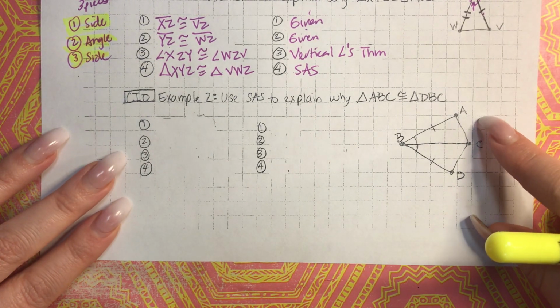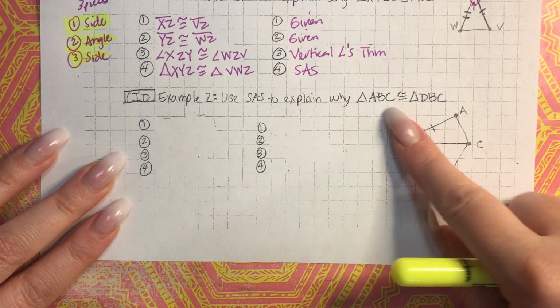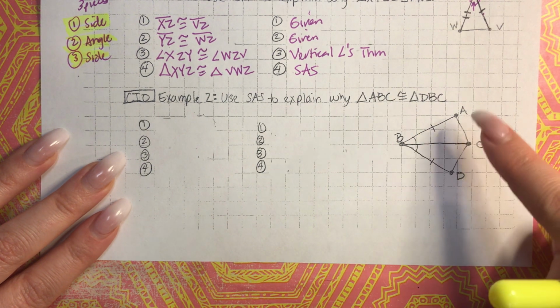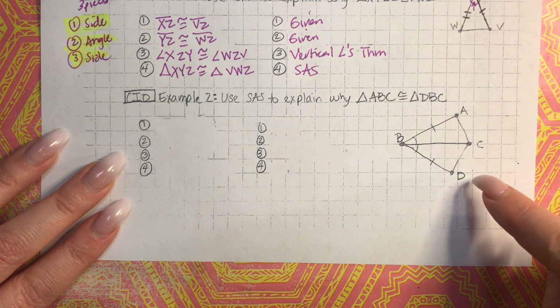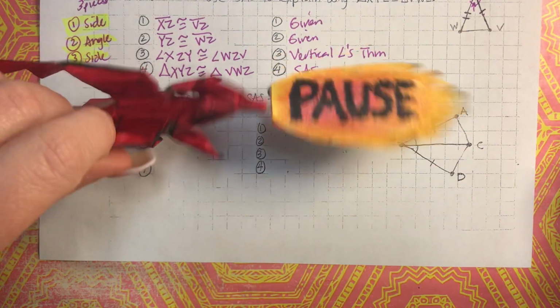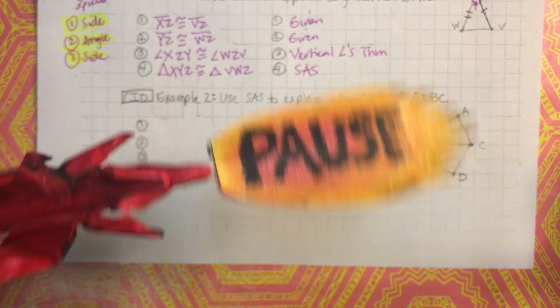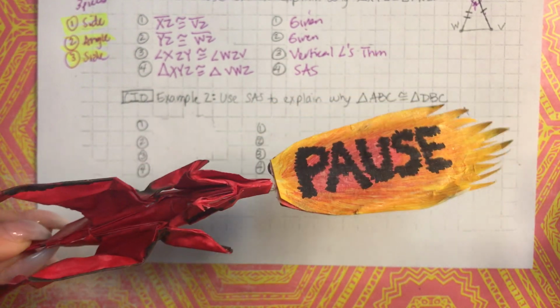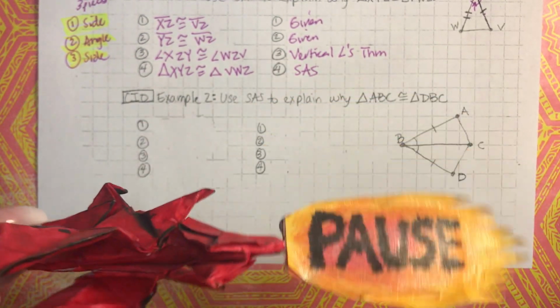Check it out, example 2. We're going to use side angle side to explain why triangle ABC is congruent to DBC. And here's my friend the pause dragon, reminding you that it's time to pause. Go ahead and try to work this one out on your own. When you get done, press play and we'll talk about it together. All right, see you in a bit.